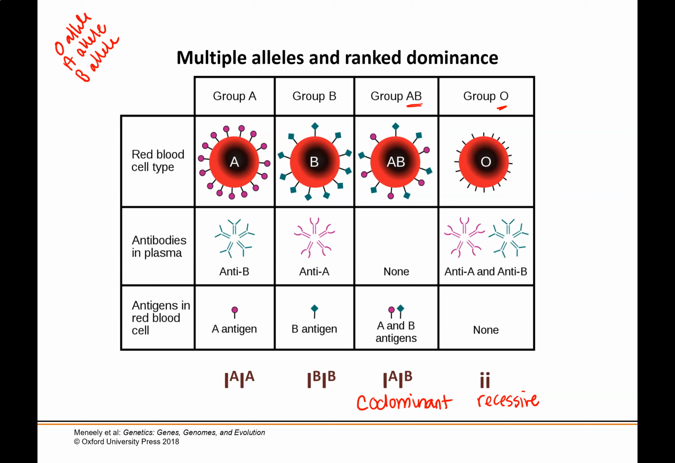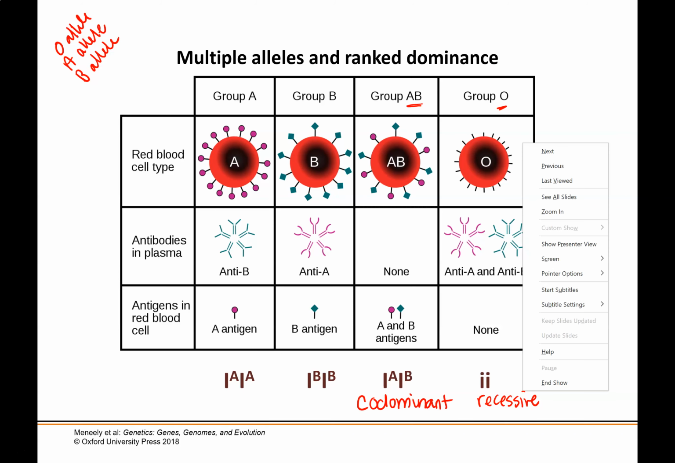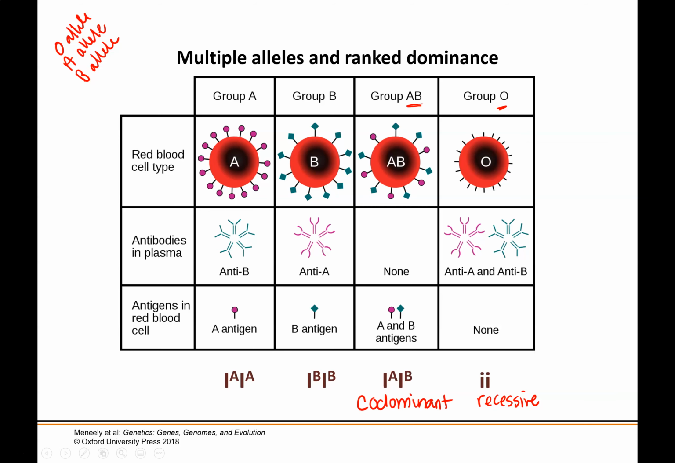If you are either A or B, you can be homozygous, or you can also be heterozygous for the A allele. If you are B blood type, you can be homozygous for the B allele, or you can be heterozygous for the B allele. So we see ranking dominance where A and B are dominant over O, but A and B are co-dominant to one another.